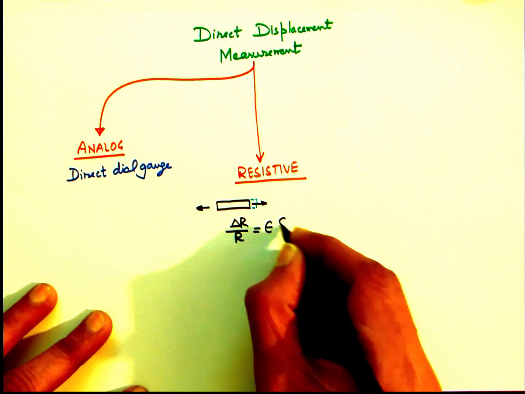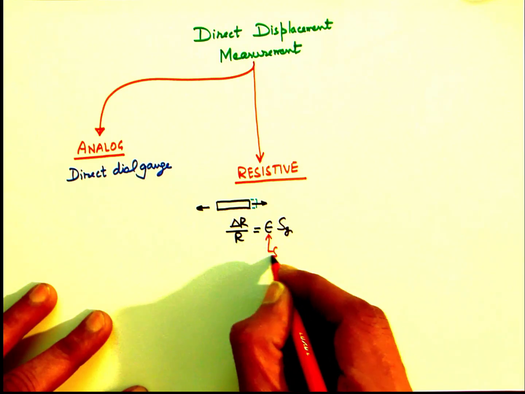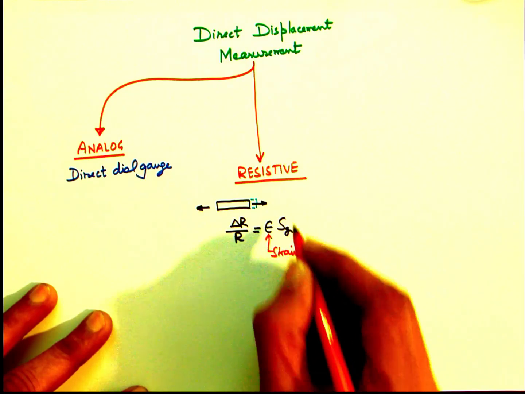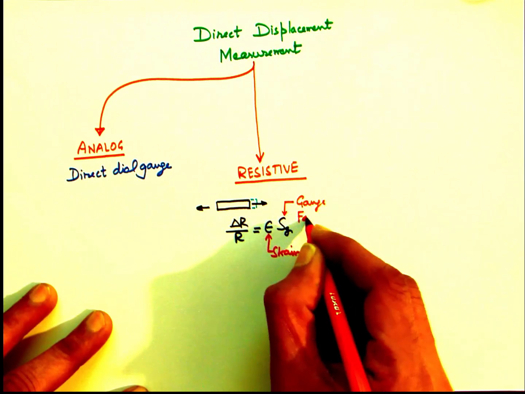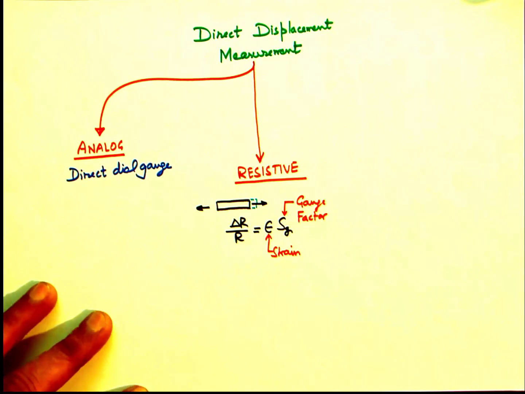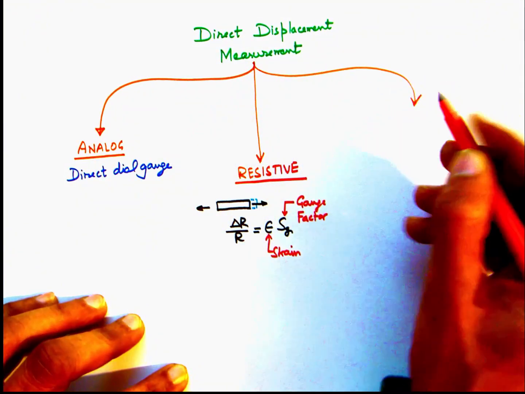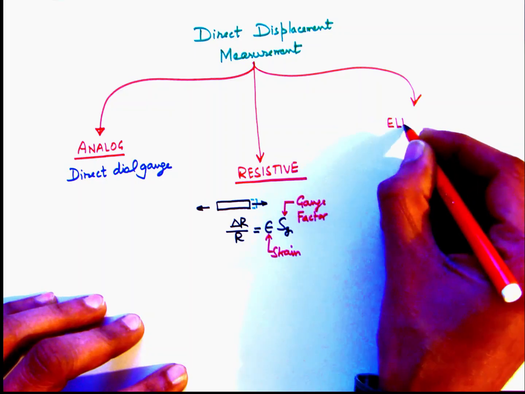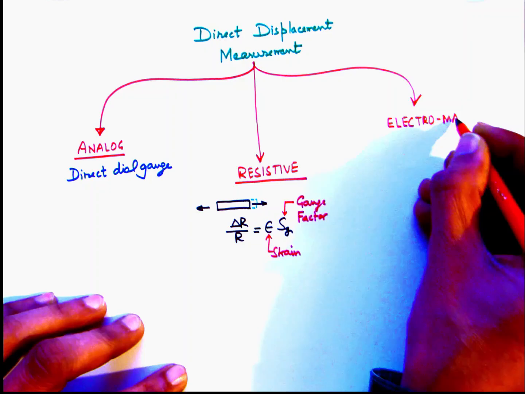So if the conductor undergoes strain epsilon, then the relative change of resistance is directly proportional to the induced strain, and the two are connected by the constant called the gauge factor. So most of the electrical strain gauges work on this principle.